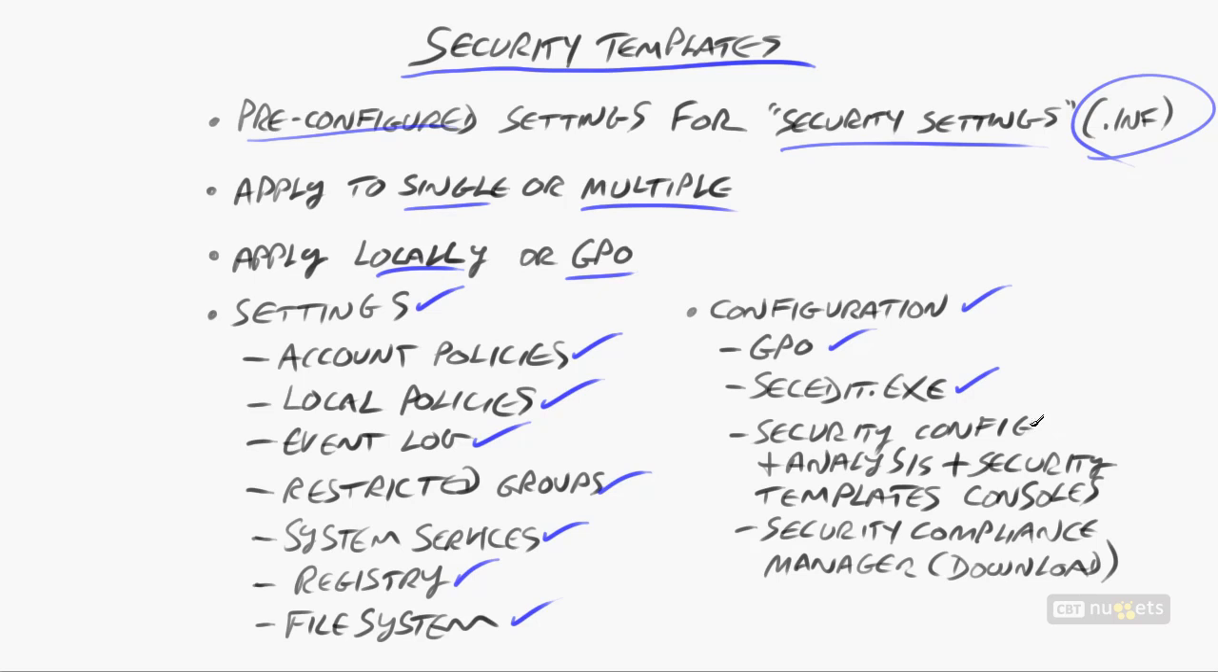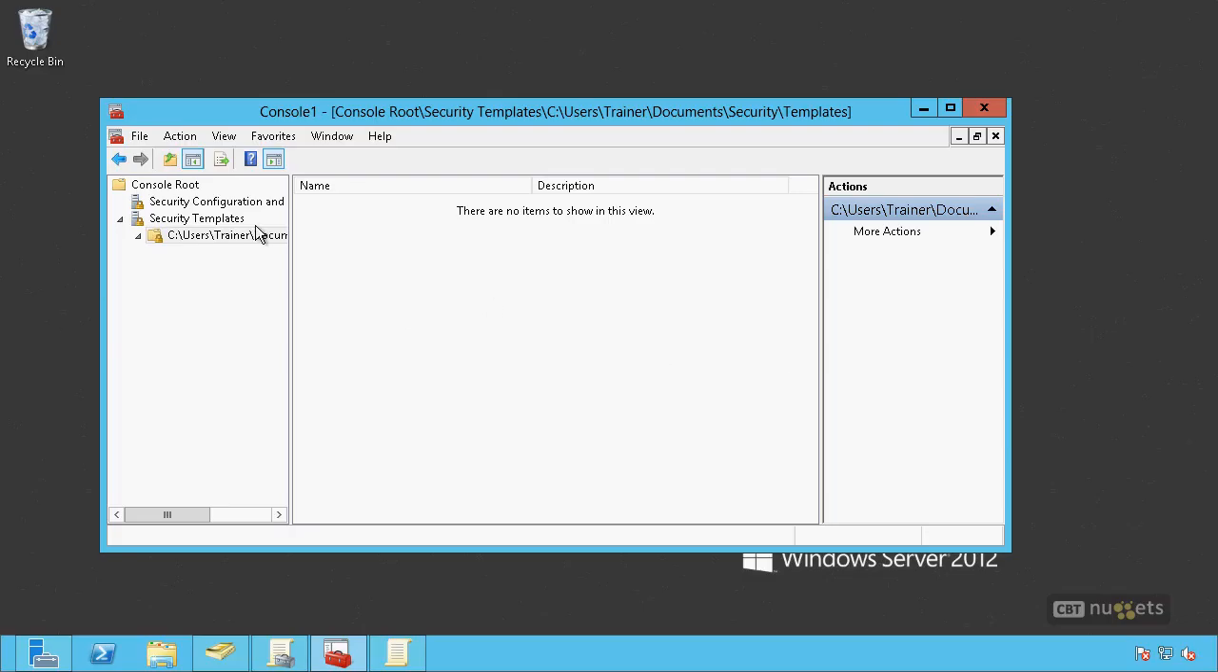You can also use something called Security Configuration and Analysis. You'll see a console of that shortly. And then, plus the Security Templates console. Those are a couple that usually work hand in hand. You don't have to use them together, but they very often work hand in glove, so to speak. And then there's the Security Compliance Manager, which is a tool that you can download. So basically, all four of those methods are what you can use to work with one of your security template INF files.